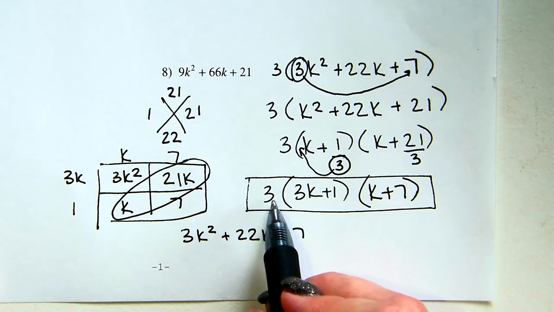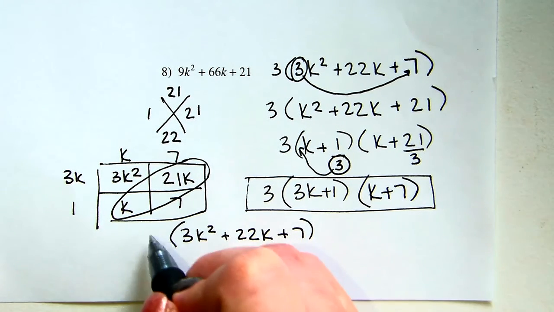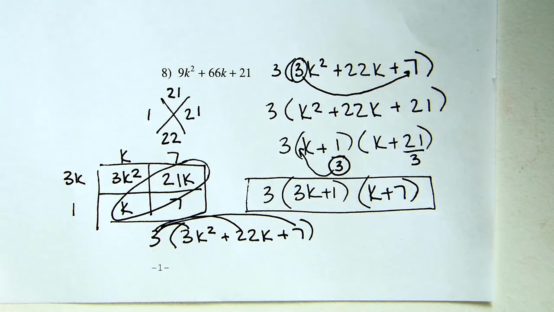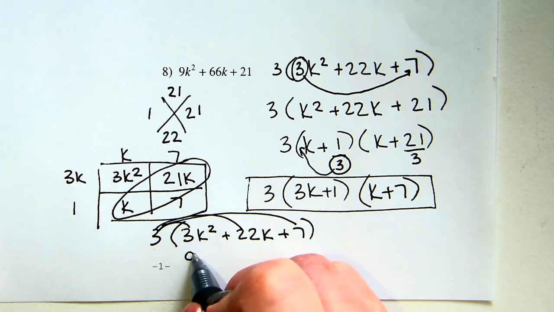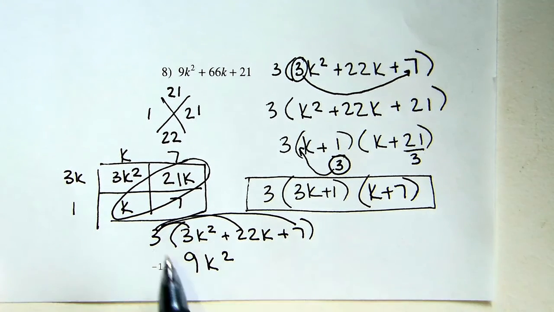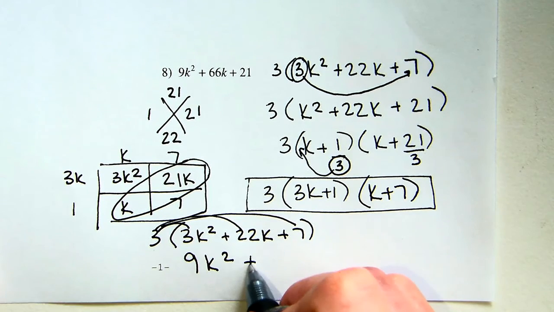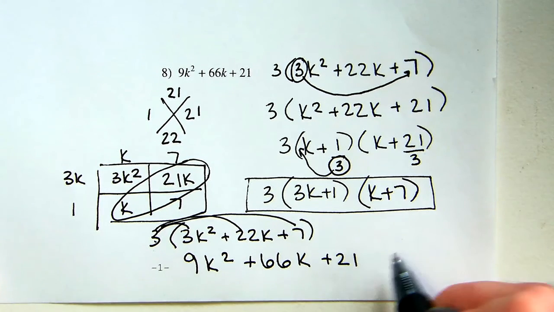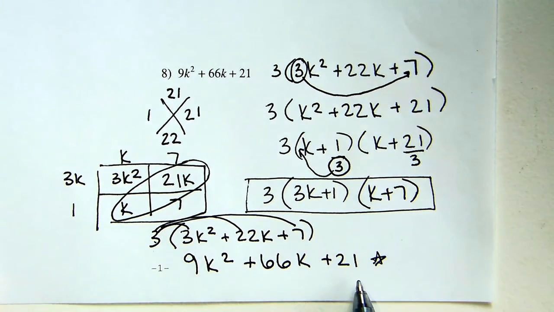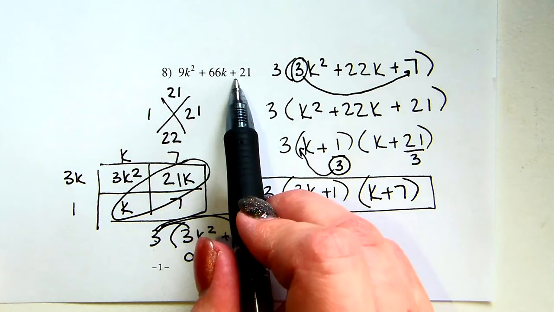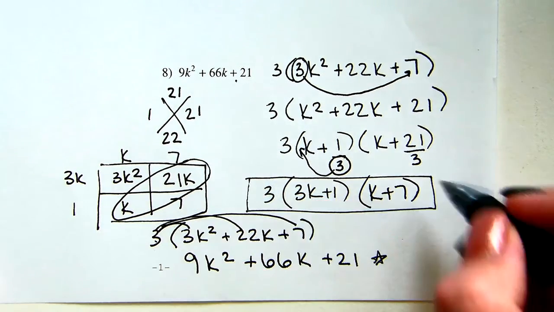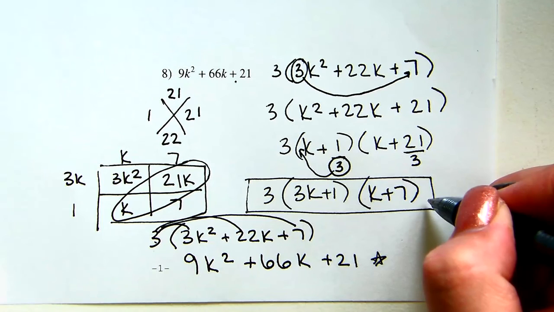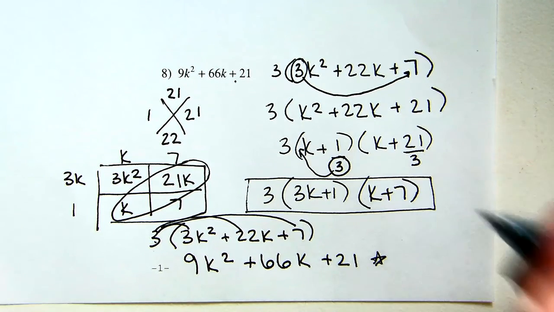Now once again, we had that 3 in the very front. So now we're going to distribute that 3 back into everything. 3 times 3, that'd be 9, so I get 9k squared. 3 times 22, that gives us 66. And 3 times 7, that gives us 21. Now this answer here matches our original equation up here, which means that this 3 parentheses 3k plus 1 and parentheses k plus 7, that is our final answer.